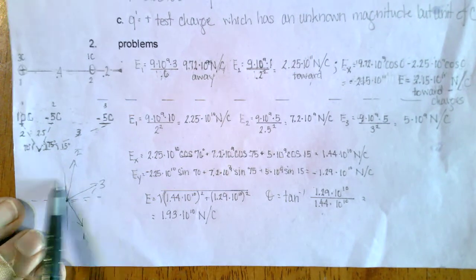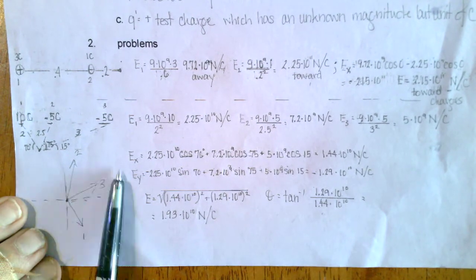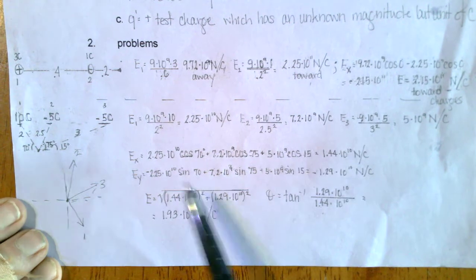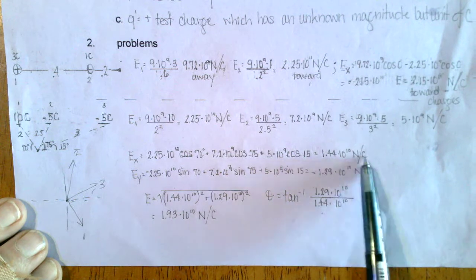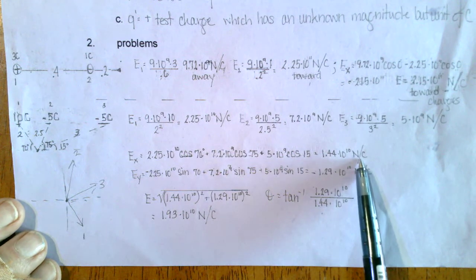Okay, so you notice that all 3 of these are in the positive x direction. So I'm adding all of them up. And it's cosine 70, cosine 75, cosine 15. And this is what I get for my result for sigma E sub x.